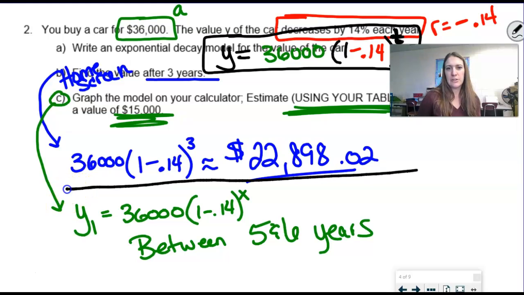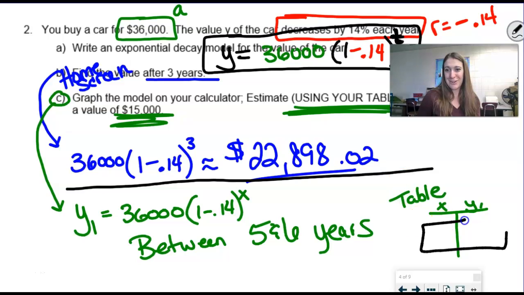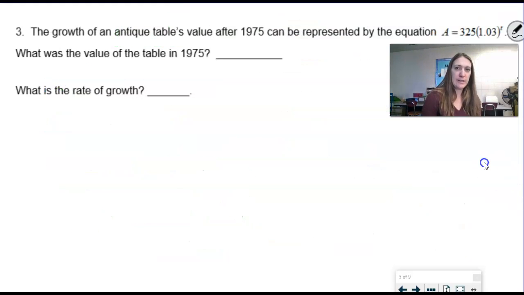All right, in hindsight, I should have separated this a little bit. Some other notes to yourself on this question. So when you went to your table, you had your table, it was X, Y1, and then you just kept looking. It didn't take you very long to see when it hit about 15,000 over here on the Y equals side. All right. So, yay technology, making our life a little easier, like always.